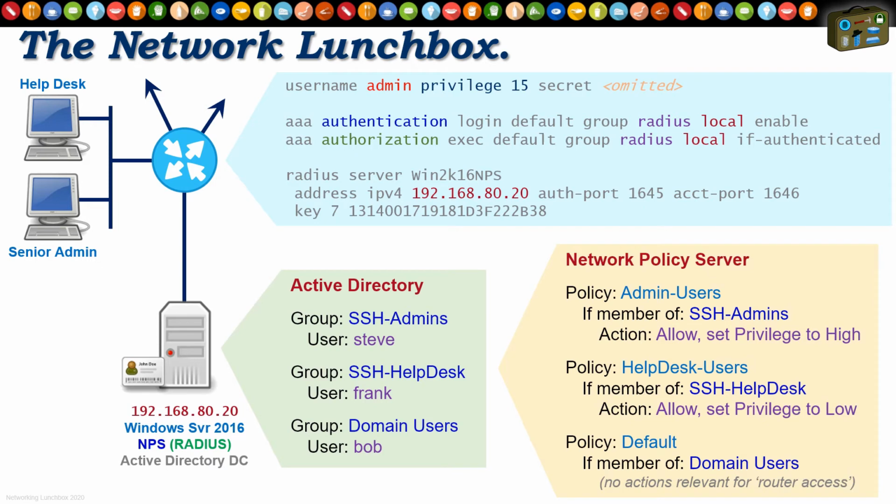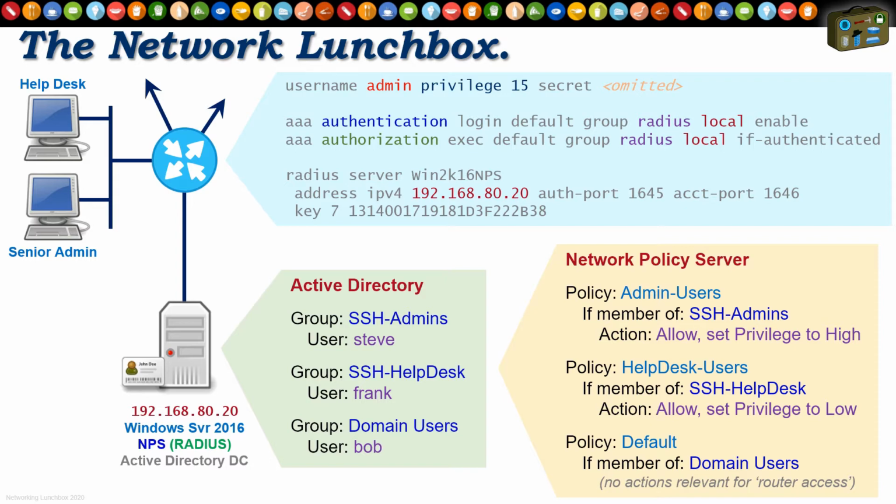The Network Policy Server has policies. Our first policy is called admin users, and the policy states that if you are a member of SSH admins, we'll allow you to log in and will set your privilege level to the highest. Second policy is if you're one of the help desk users, if you remember the help desk security group, we'll allow you to log in, but your privileges will be the lowest. And there's a default policy that doesn't have anything to do with router access. So when Bob tries to log in, you'll see what happens to him.